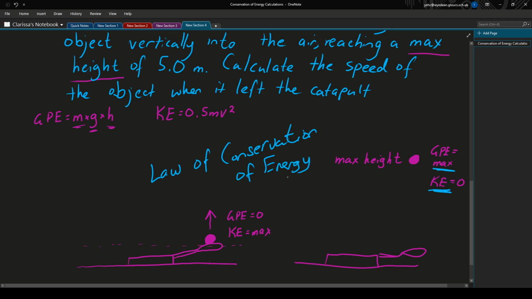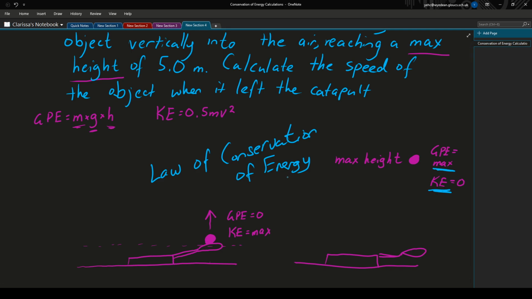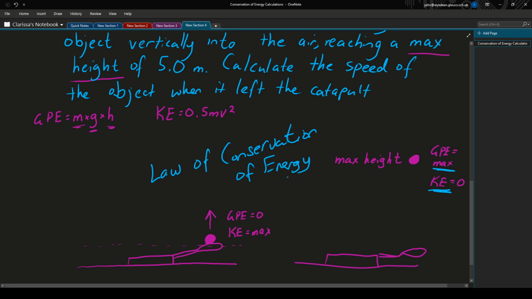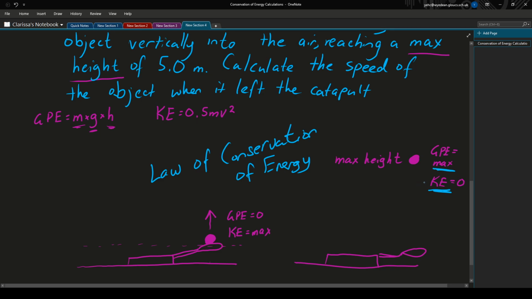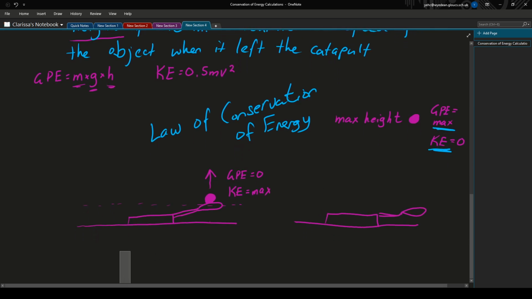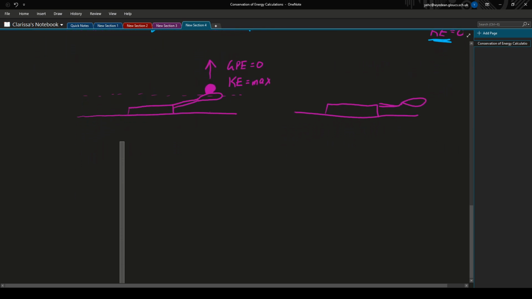In this case, our object gained loads of gravitational potential energy. Well, that gravitational potential energy can't have just come from nowhere. That energy needed to have been transferred into the gravitational store. Now we can see that the gravitational potential energy was transferred by kinetic energy. Here's another example before we go on to the calculations part.